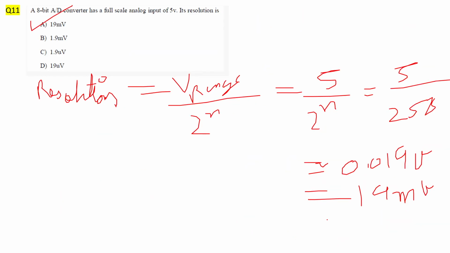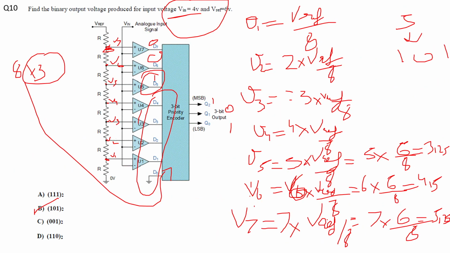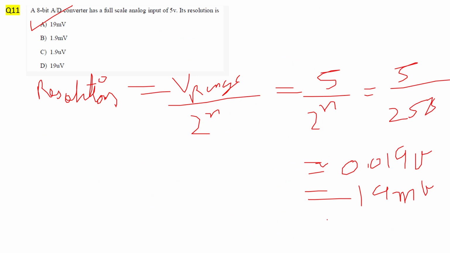This was a simple numerical question where an 8-bit DAC ADC converter had a full scale input voltage of 5 volt. You need to find out its resolution. Then this was a simple theoretical question which asks the size of the priority encoder required for a 3-bit flash ADC. That is simply this, and you can see that the priority encoder required is 8 cross 3.